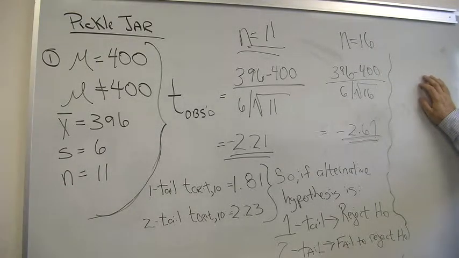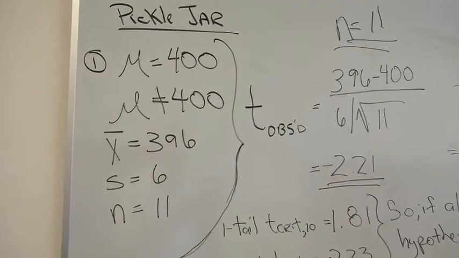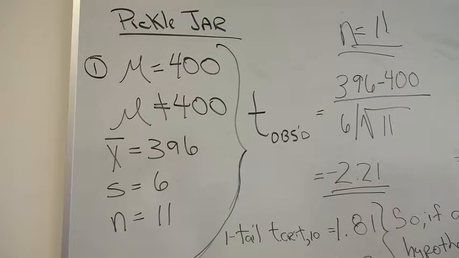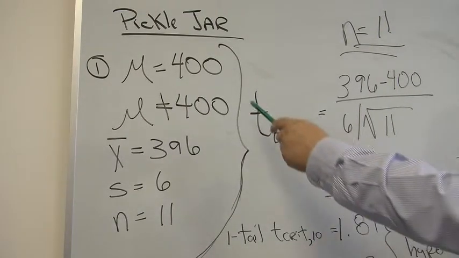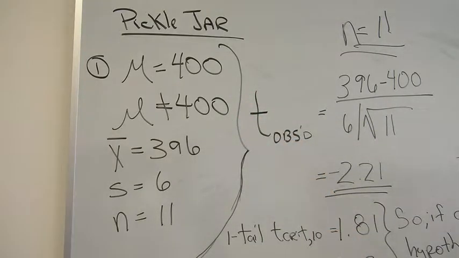Okay, in this mini lecture, all I'm going to do is work through problem number 1 on the homework assignment. This is the problem where we were working with pickle jars, and we want to have 400 pickles in each jar. So I set up my null hypothesis as mu equals 400. I set up the alternative as mu not equal to 400. Some of you may have set that up as mu is either greater than or less than. I'm not concerned about that at this point, but I did set up my alternative as a two-tail.